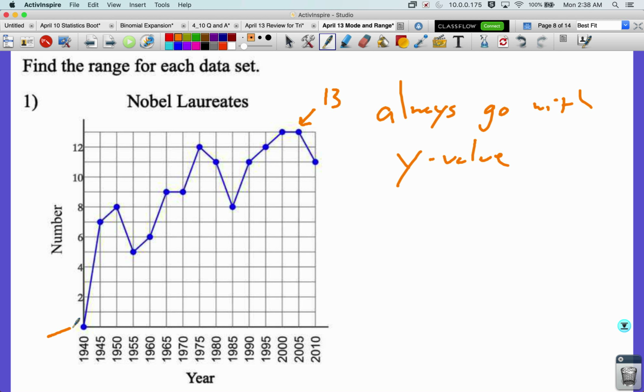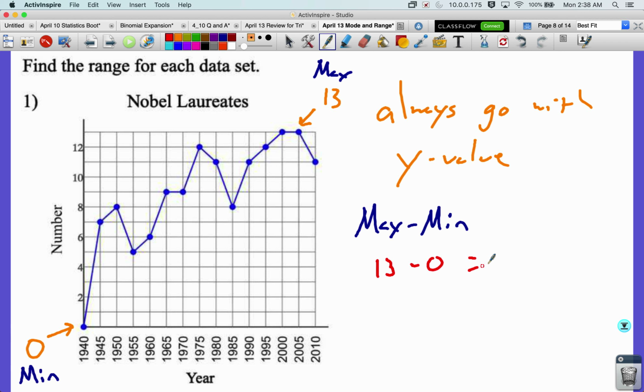And what is the lowest y value? It looks like the lowest y value is 0. So we do that simple little formula, max minus the min, where our max is 13 and our minimum is 0. And we get 13 minus 0 equals 13 for the range.